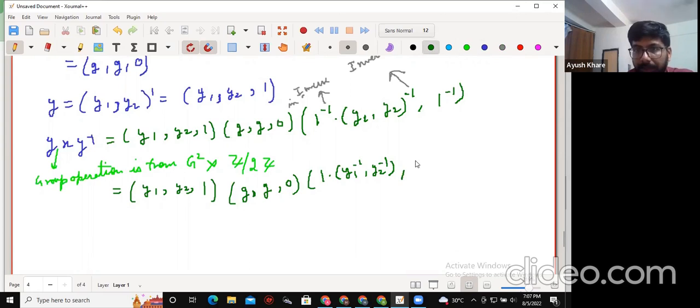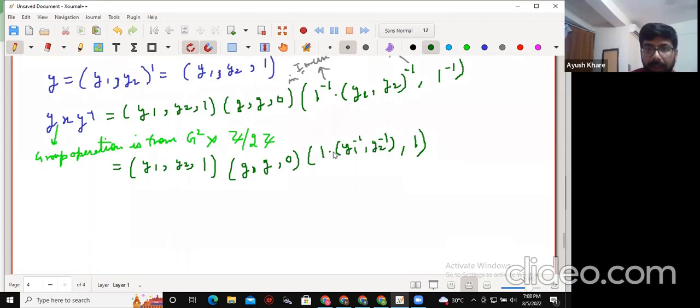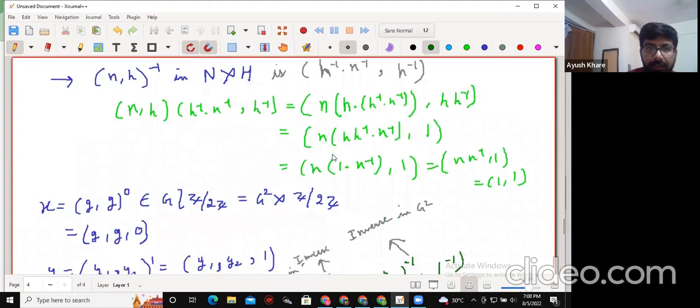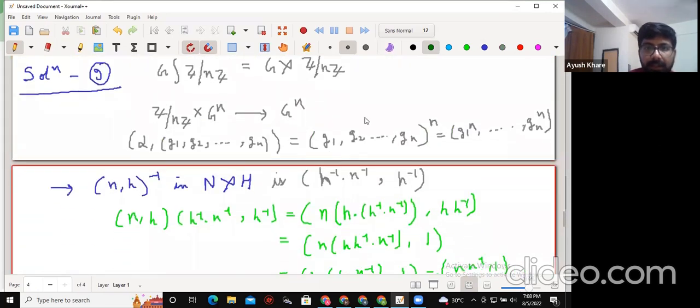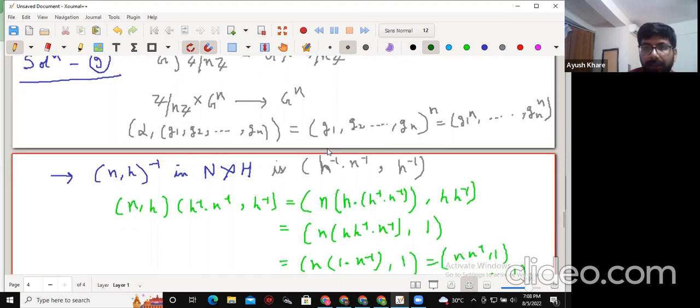And again, one inverse is 1. Okay, so one acting on this tuple, I told you that operation is, where that operation went? Operation is just alpha acting on G1, G2, up to Gn is G1, G2, Gn raised to n. So here we are having alpha.